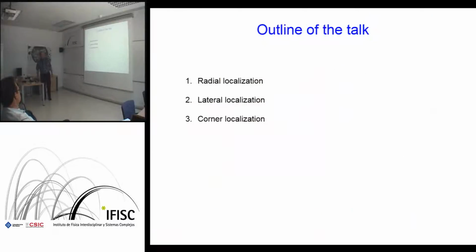So I would like to talk about three types of localization. From the point of view of electronic transport, one is radial localization: the electrons are on a tube. Then I will also talk about a sort of lateral localization, which can be produced by external magnetic fields. And then I will talk about the localization in the corners.